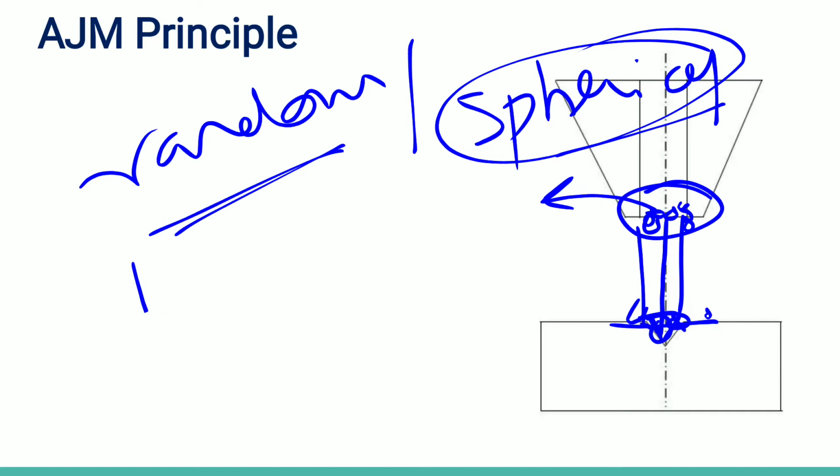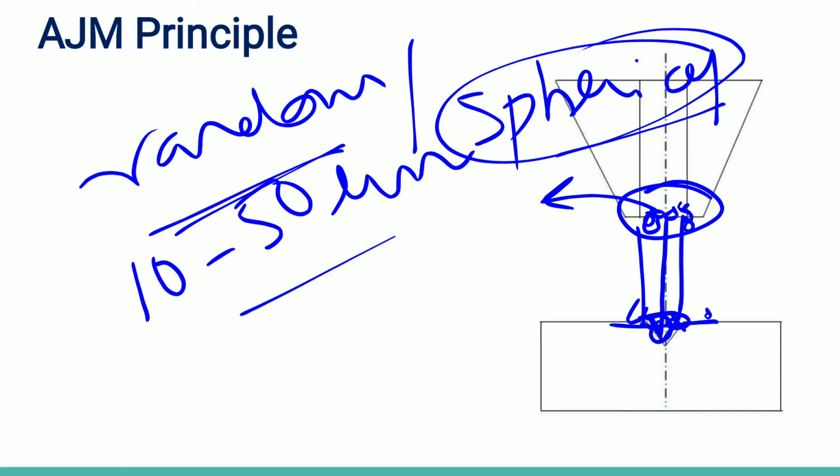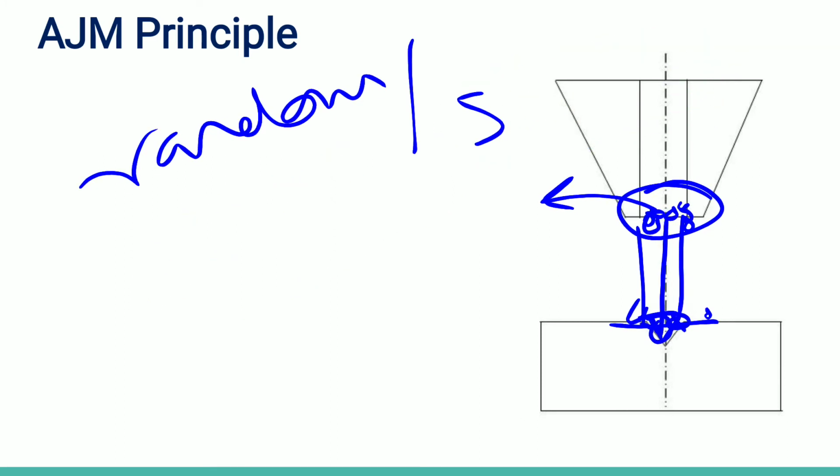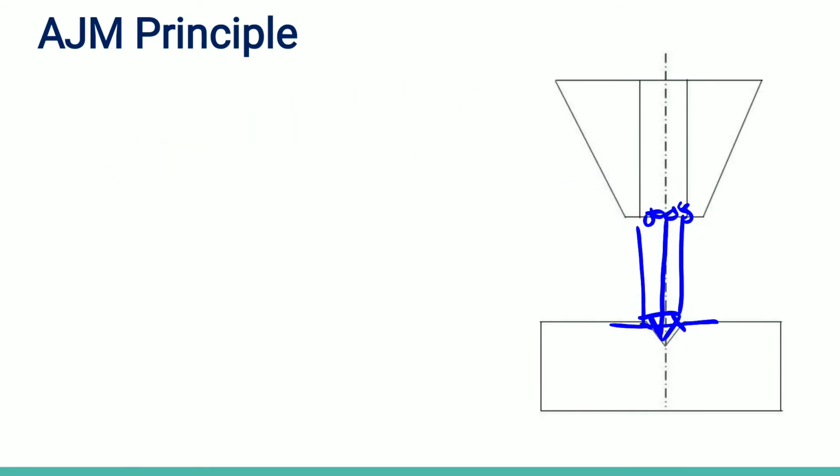Now the size of these abrasive particles is in the range of 10 to 50 micron. So this is a very small size. Whatever material is removed from the workpiece surface is in the form of microchips.